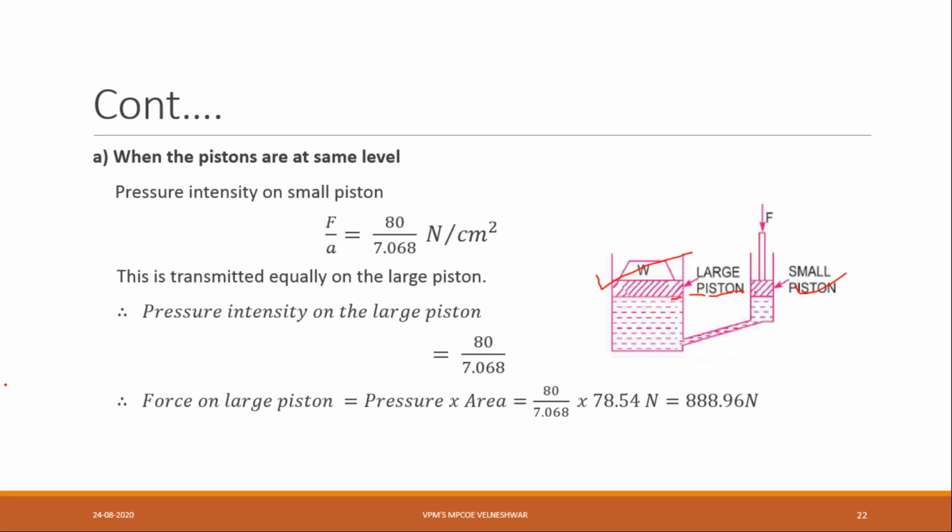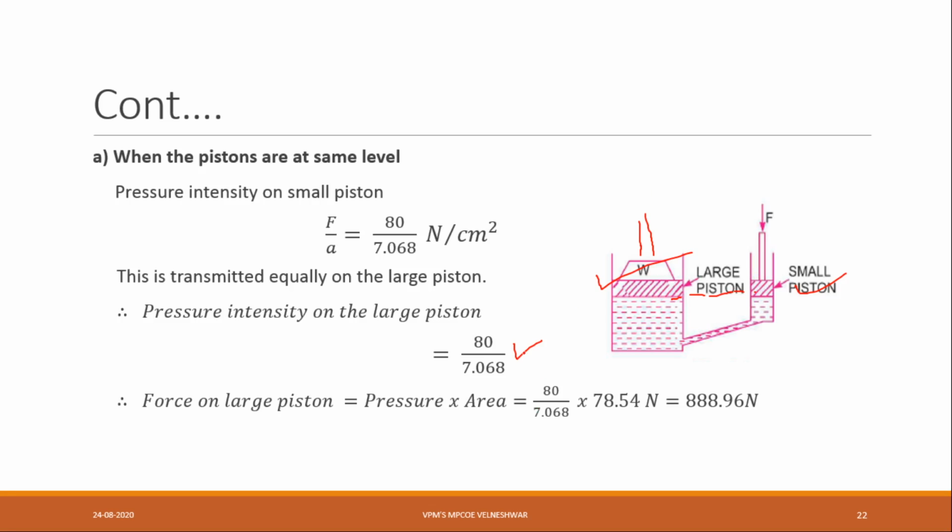That is as per Pascal's law. So pressure intensity on large piston is equal to 80 by 7.068. Same pressure will be there here also, because pressure is equal in all directions. Now force on large piston is equal to pressure into area.